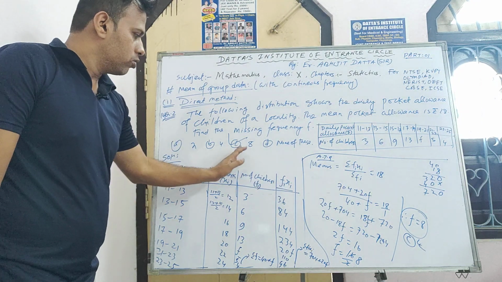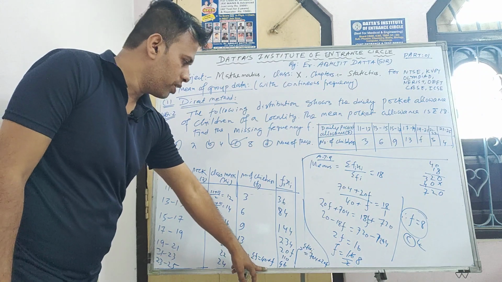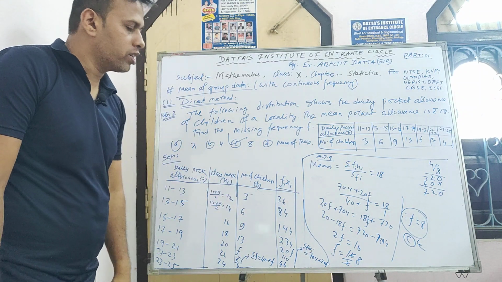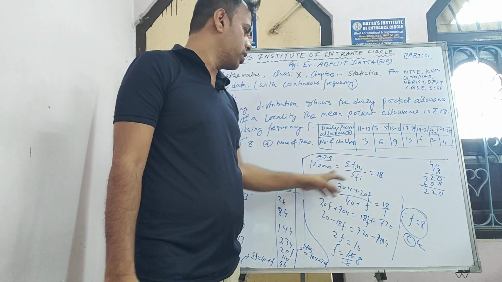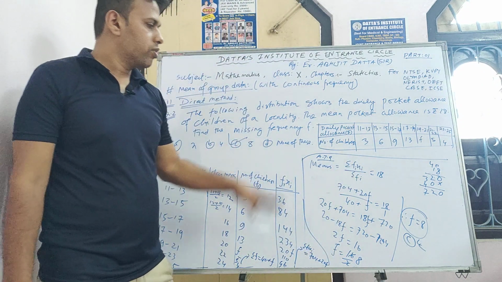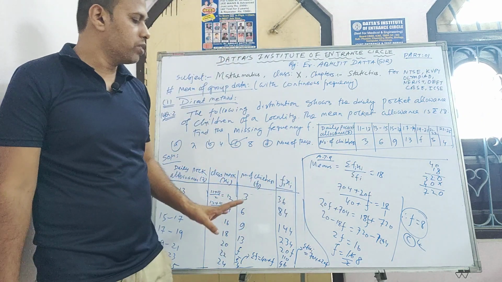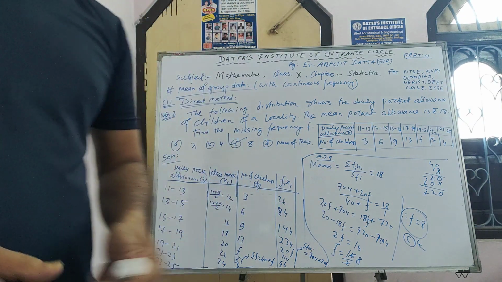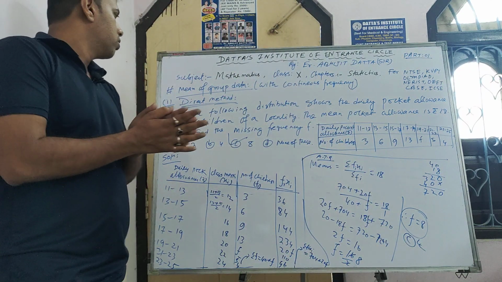So the total number of children is 40 plus f, f we have to find out, and summation of fx will be 704 plus 20f. According to the question, the mean is 18. Mean means summation of fx by summation of f. After simplification, f equals 16 by 2, that is 8, will be the correct answer. So option C is correct here.